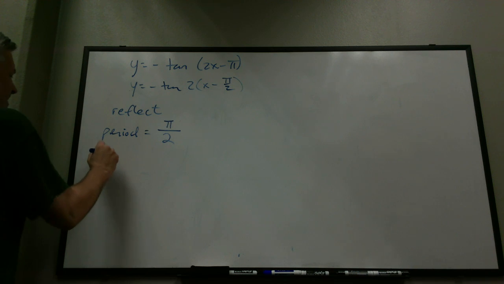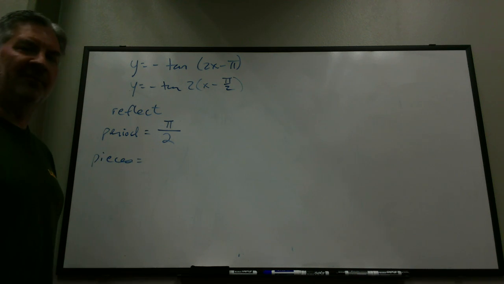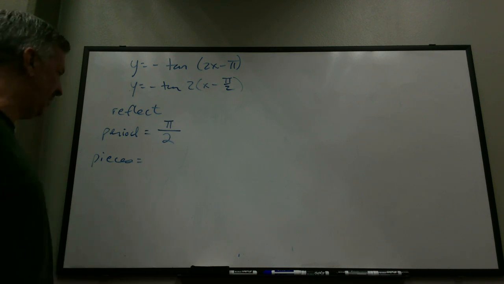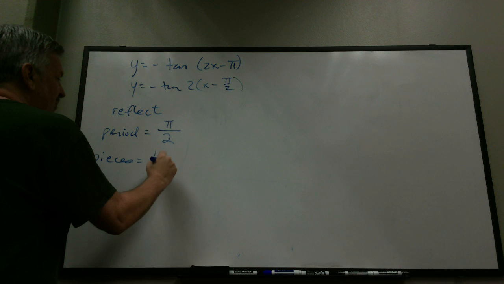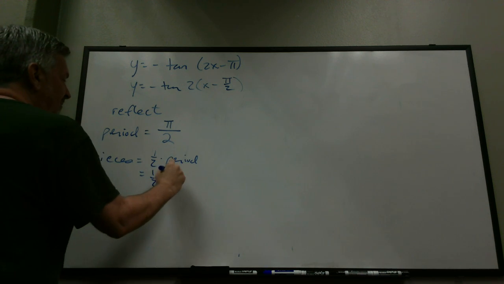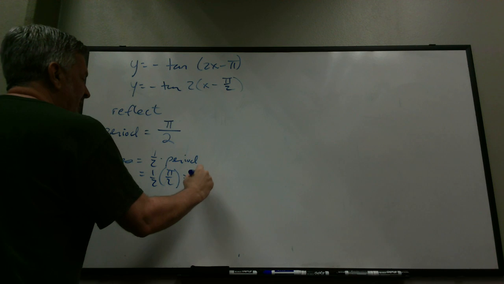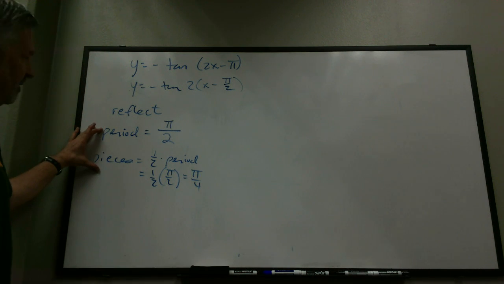Now what about the pieces here? Remember with sine and cosine, I took the period and chopped it up into 4 pieces, so I took a fourth of the period. But for tan and cotan, I'm chopping the period into 2 pieces, so I'm going to take half the period. So a half of pi over 2 is pi over 4. Okay, so that's the difference. There are different calculations here versus sine and cosine.